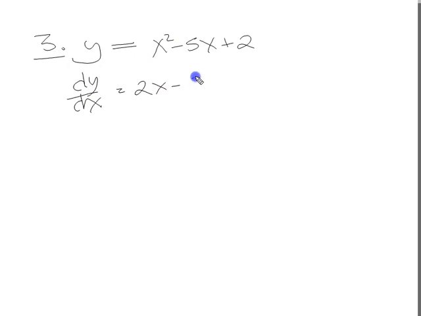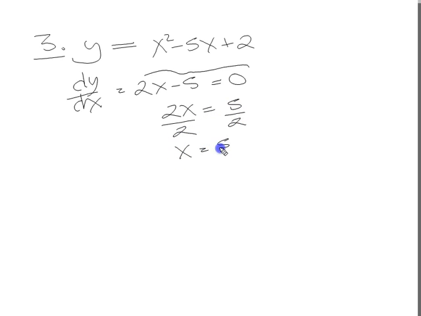2x minus 5, let that equal 0. When does that equal 0? Well, just look at this. We can move the 5 across the equals to flip its sign. 2x equals 5. Divide by 2 both sides, so x equals 5 over 2, or 2.5.